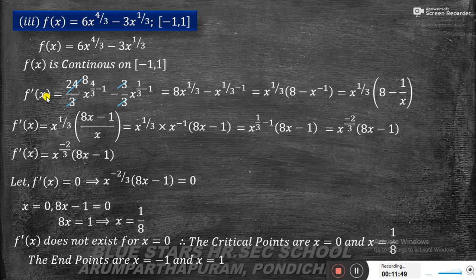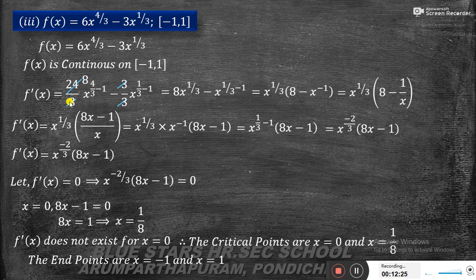So f dash of x, that means we take the first derivative. F dash of x equal to 6 into, I differentiate the x power 4 by 3, so 6 into 4 by 3 into x power 4 by 3 minus 1, minus 3 into, differentiate the x power 1 by 3, so 1 by 3 into x power 1 by 3 minus 1. That means here 6 into 4 by 3 means 24 by 3 into x power 4 by 3 minus 1. Next 3 by 3 x power 1 by 3 minus 1.